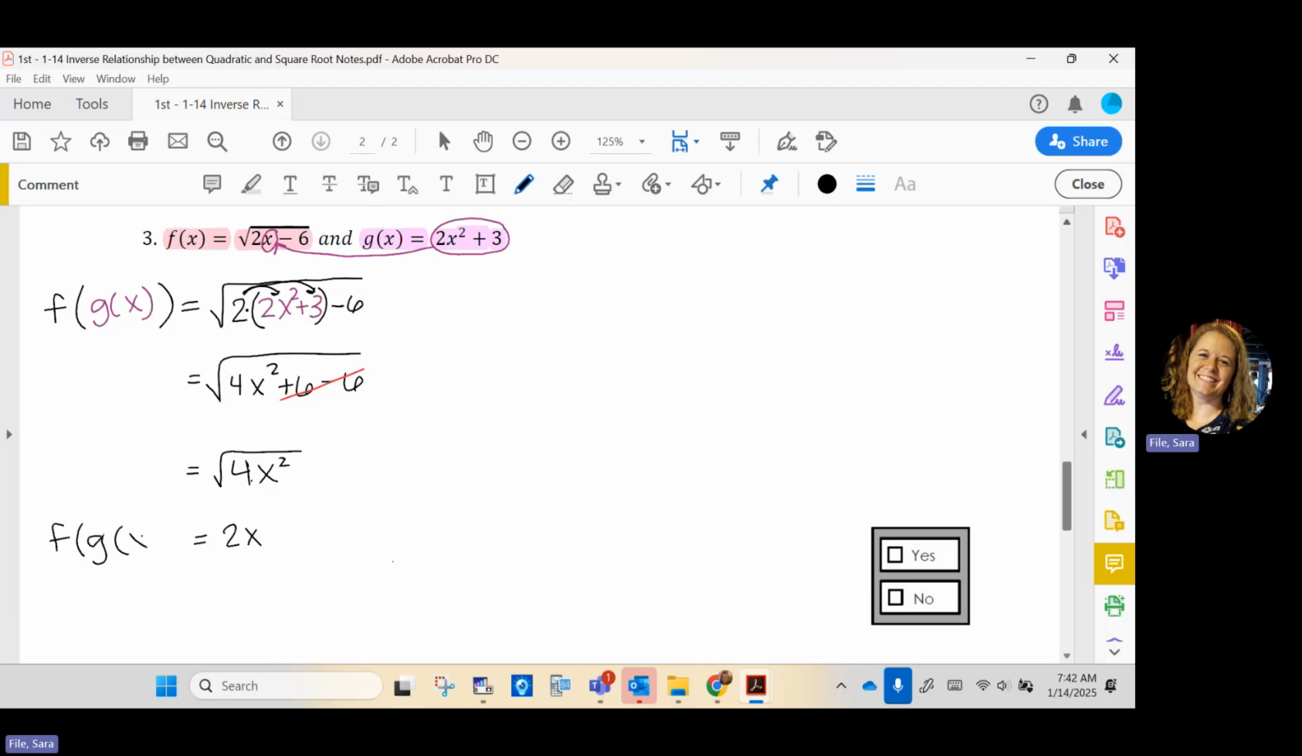So are they inverses? Did that whittle down to just x? No, it didn't. So they are not inverses. That's not just an x, so it's a nope.